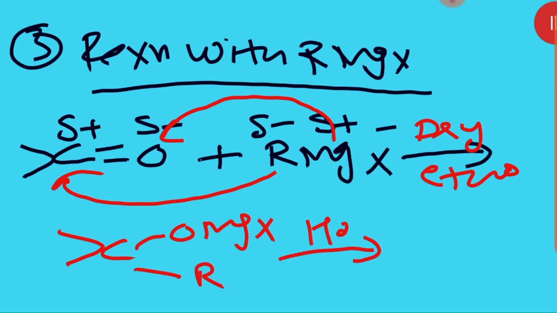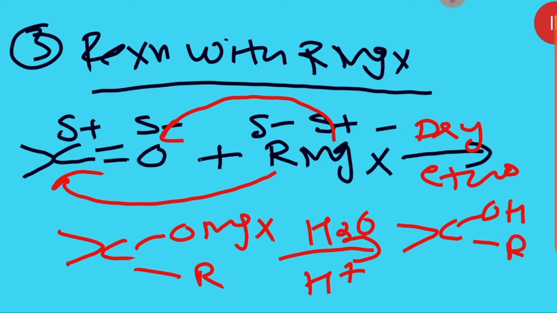Then give its reaction with water in the presence of H⁺, so it is going to become C(OH)R, plus the rest of the product, Mg(OH)X. Clear? What have we formed there? We have formed alcohols. Just remember that this reaction we have already done in the preparation of alcohol. Now, after that, number 4 is the addition of alcohols.